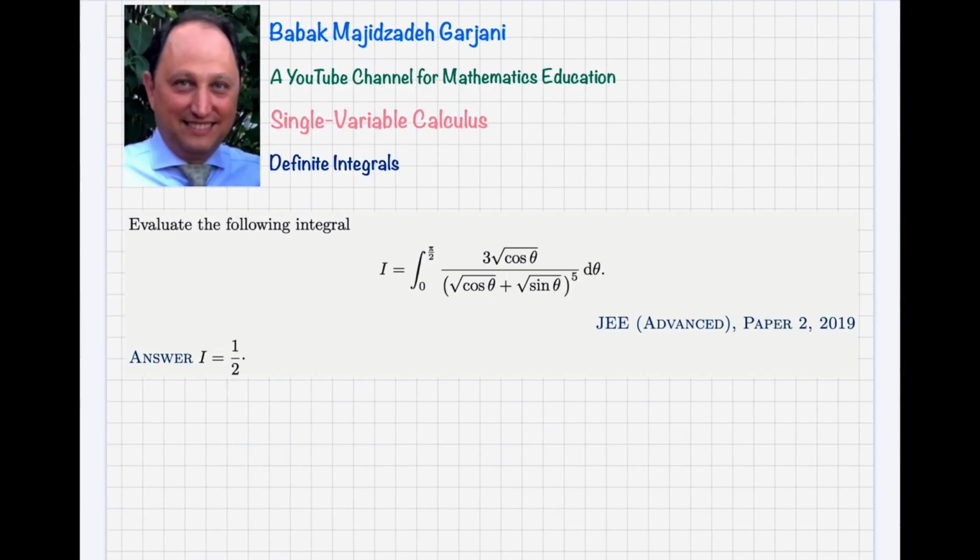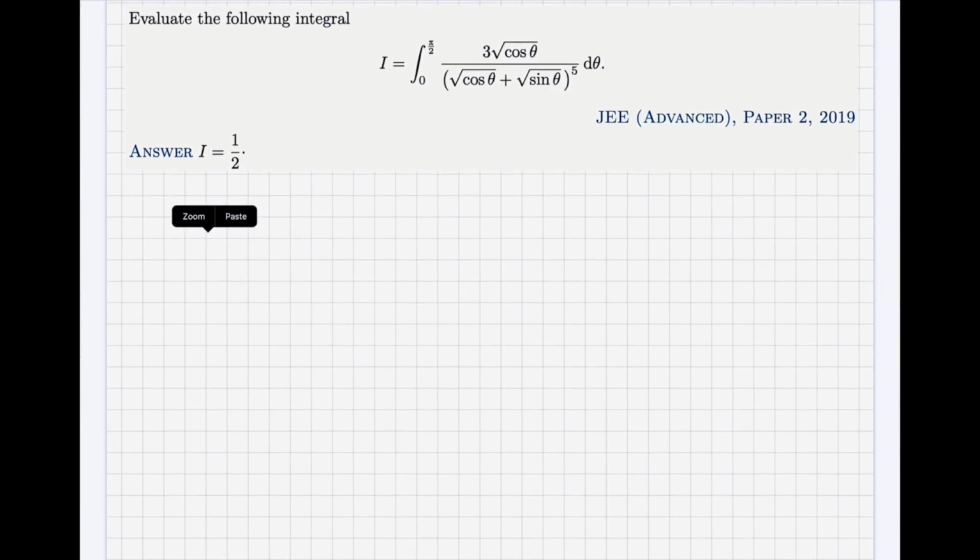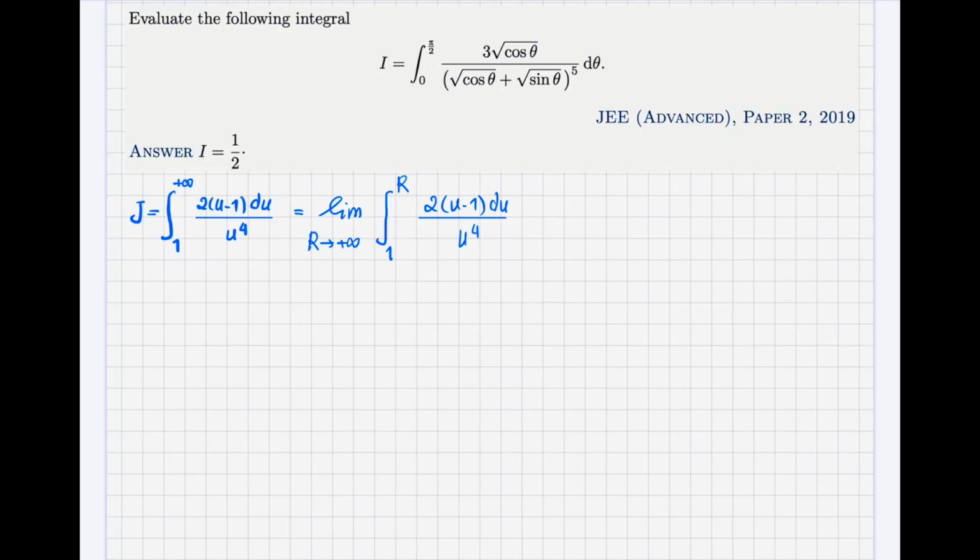Okay, so I will paste it here, and then I will continue. But this is a fairly easy improper integral to calculate. In principle I should write it as the limit of the integral from 1 to some variable, say r, of 2(u minus 1) du over u to the 4, and then send r to positive infinity. Yes, so let me now calculate this integral inside.